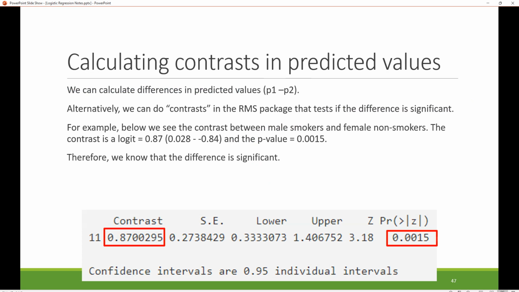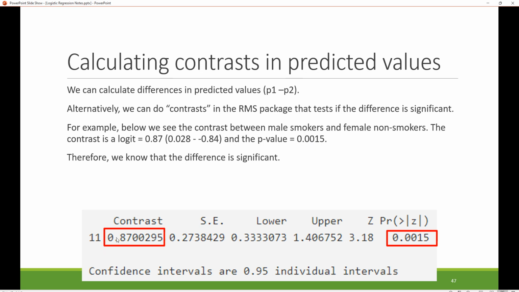And we can calculate contrast from predicted values. We can calculate differences in predicted values, P1 minus P2. Alternatively, we can do contrast in the RMS package that tests if the difference is significant. For example, below we see the contrast between male smokers and female non-smokers. The contrast is a logit of 0.87 and the p-value is 0.0015. Therefore, we know the difference is significant.